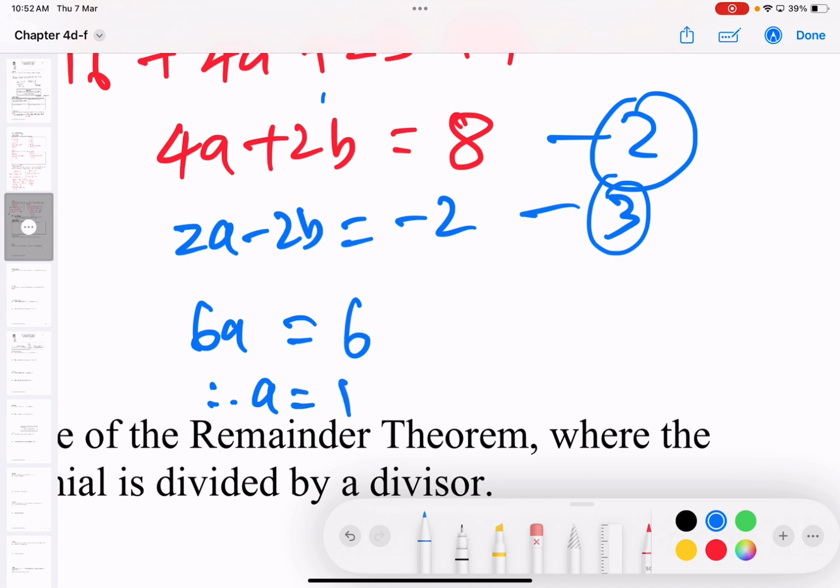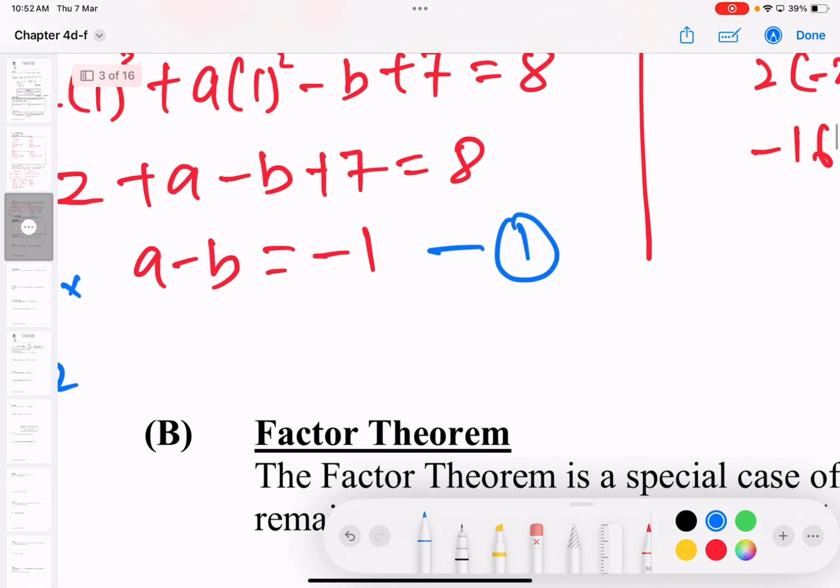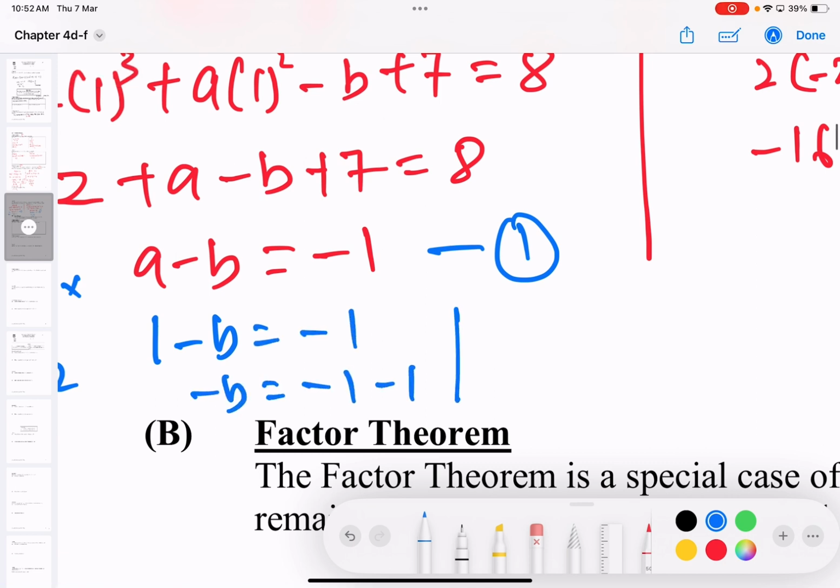Okay? If A is equals to 1, you can substitute back inside equation 1. So if A is 1, 1 minus B is equals to negative 1. Negative B is negative 1 minus 1. So negative B is equals to negative 2. B is equals to 2.